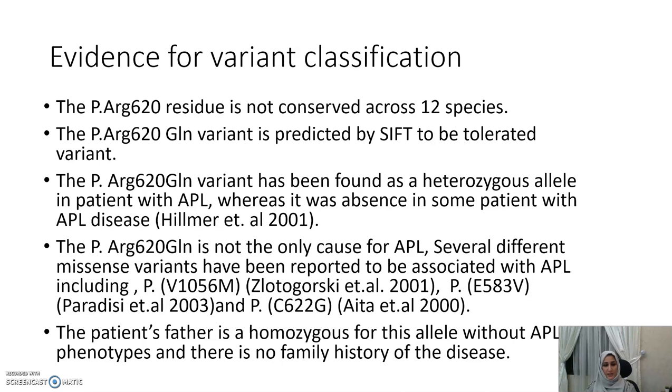Three other studies show that it's not only this variant, arginine 620 glutamine, associated with ABL. There are 3 variants also associated with ABL. One of them is valine to methionine, another is glutamic acid to valine, and also cytosine to glycine. The last thing is the fact that the patient's father himself has a homozygous allele for this variant, but the father doesn't have any symptoms of this disease.